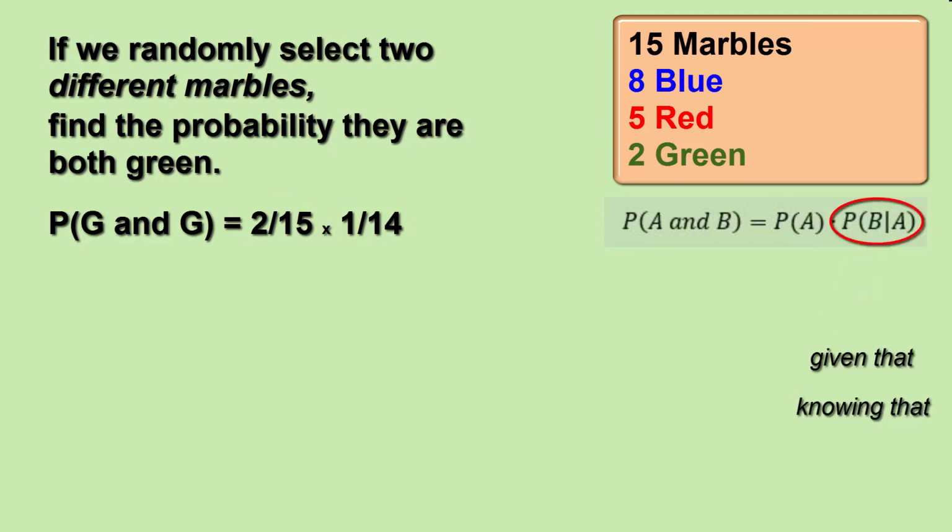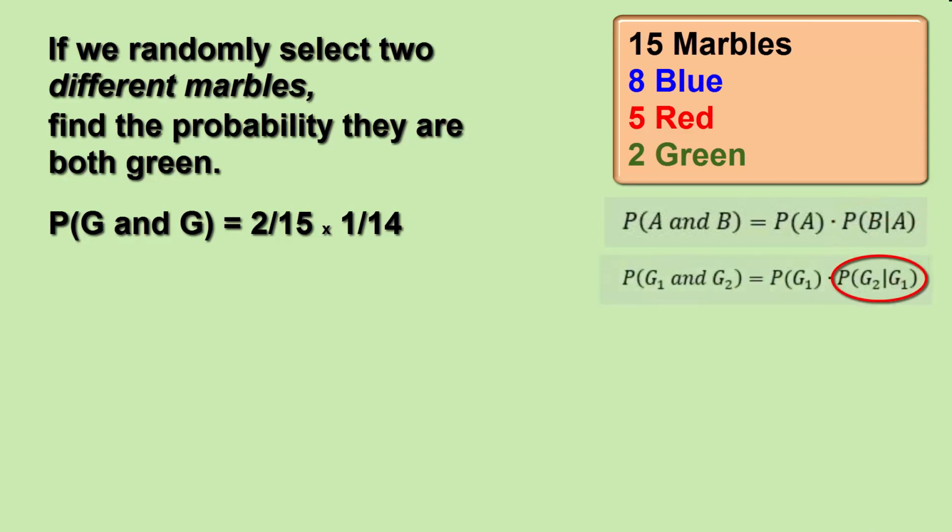The second probability is a conditional probability. In our problem, we want to find the probability that we select a green on the first draw and then select a green on the second draw, given that a green was selected on the first draw. It is the 2/15 times the 1/14. The 1/14 is the conditional probability adjusted for getting green on the first draw.